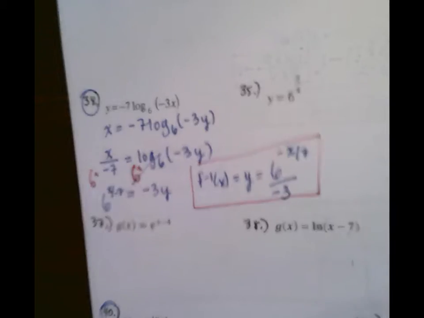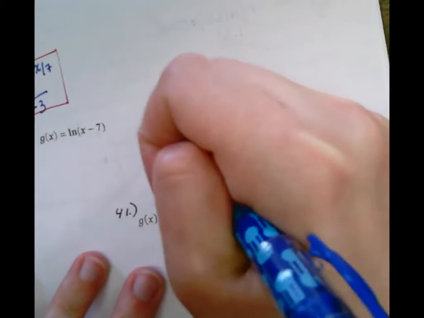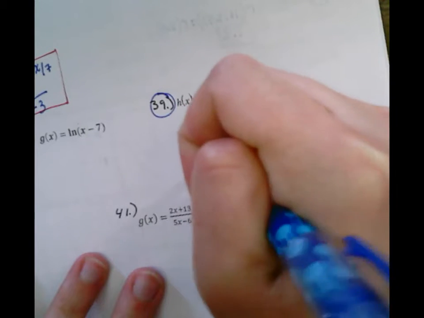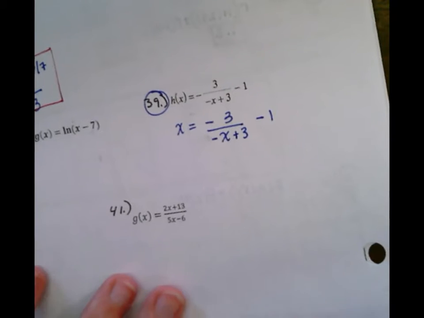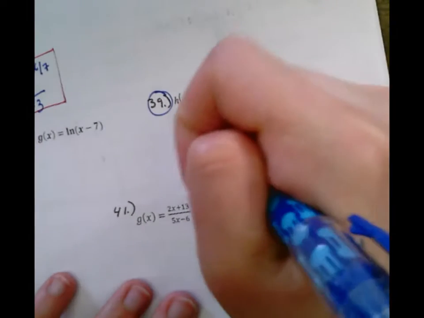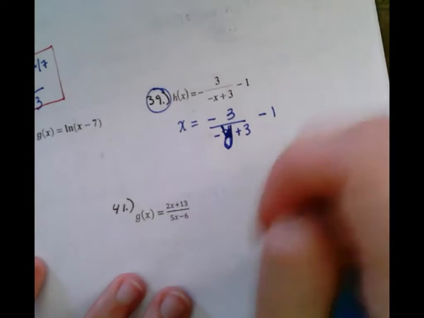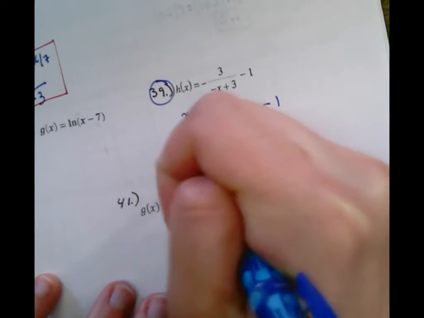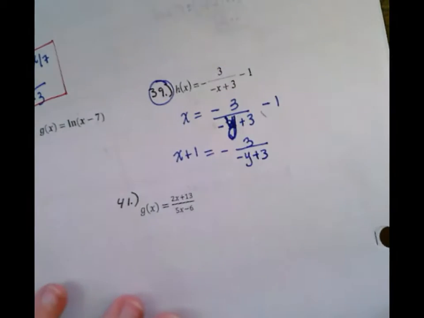Okay, cruising along. Let's look at number 39. So in this one, I'm going to start by switching x and y. So I have x is equal to negative 3 over negative x plus 3 minus 1. So lots of negative signs here to confuse you guys. Oh, I forgot to put a y here. Should be a y. Okay, so I'm going to start by adding this 1 over to the other side. So I get x plus 1 is equal to negative 3 over negative y plus 3.